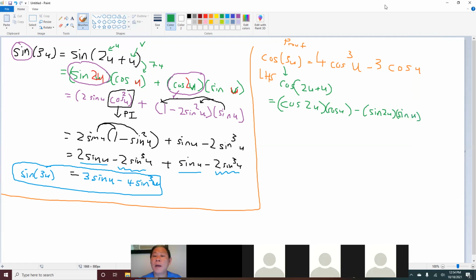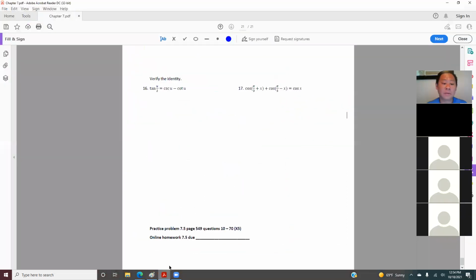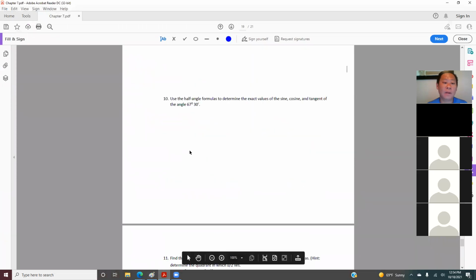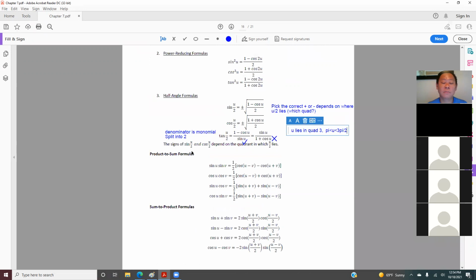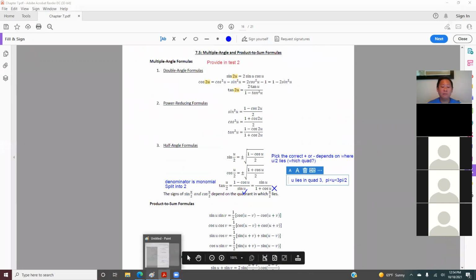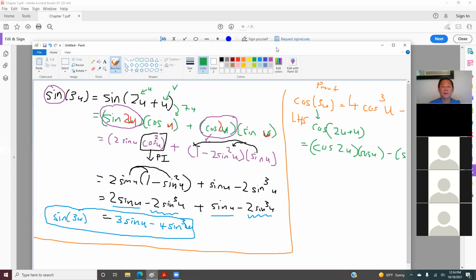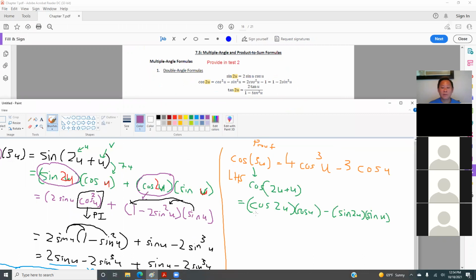And now you need to apply 7.5. So if you have 7.5, the whole page of formulas, which is this one, you need to apply it here now. So go ahead. You have to apply one of these, and this one too.